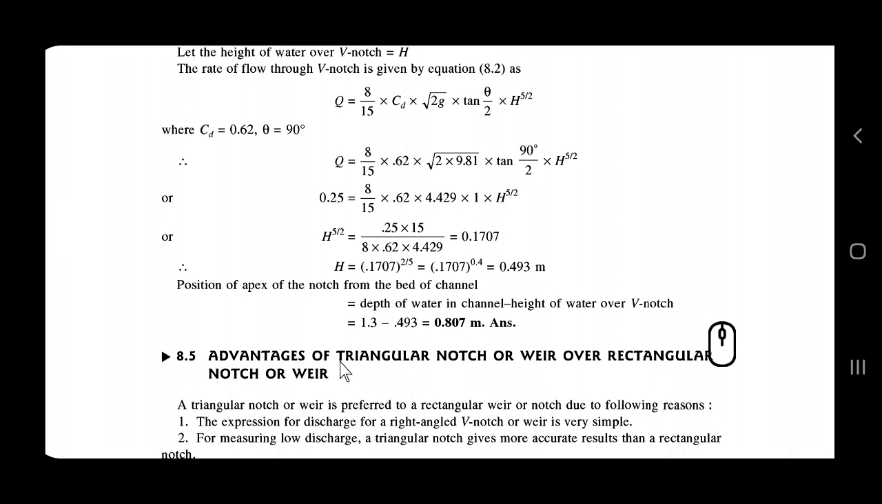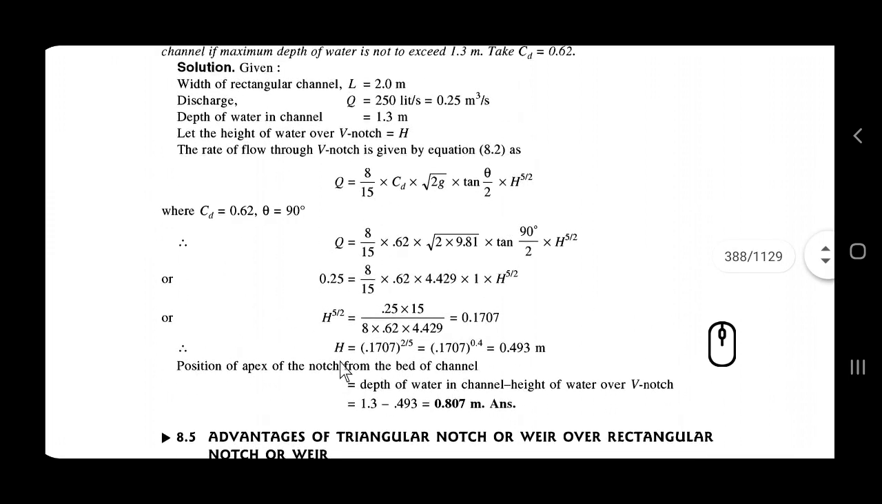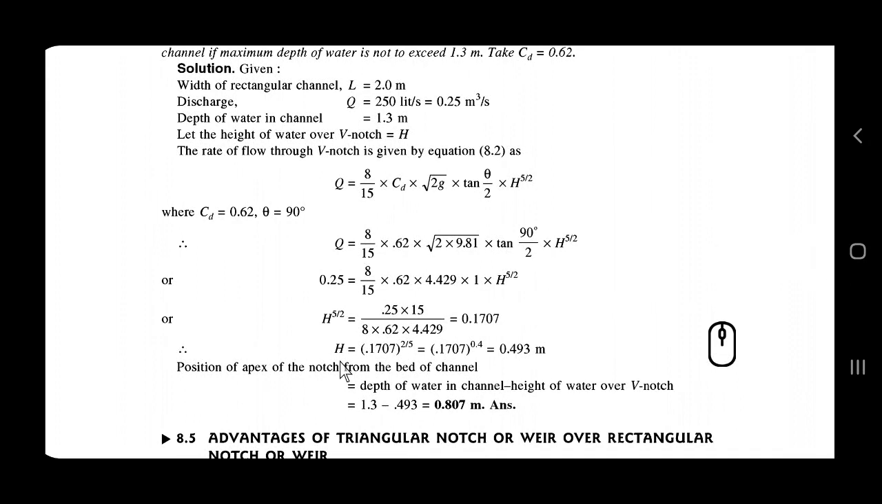Okay, so you have to work out these problems also for concreting your knowledge about these equations. Okay, you have to remember the equations. For that you have to do many problems.